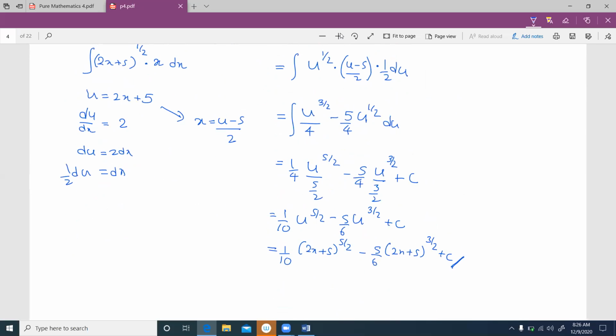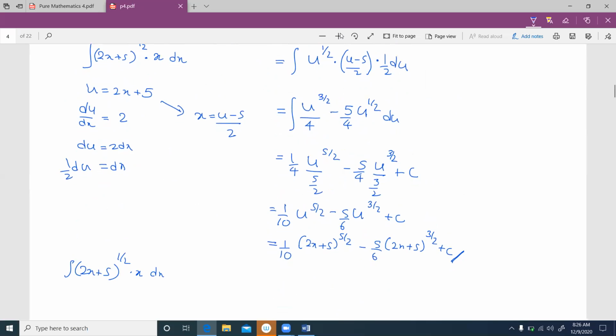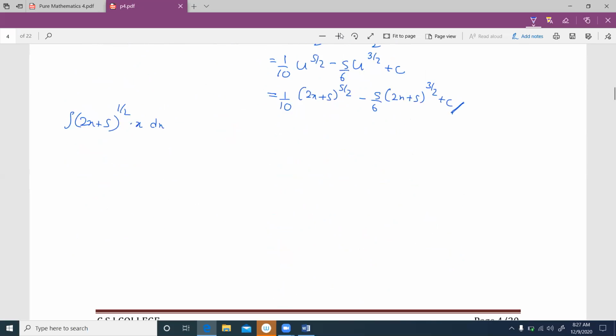That is this part. The question is to integrate the same function I am working out, with a different variable: 2x plus 5 to the power half, x dx. The substitution they referred us to is u squared. u squared is equal to 2x plus 5. That means over here, this is u squared to the power half.